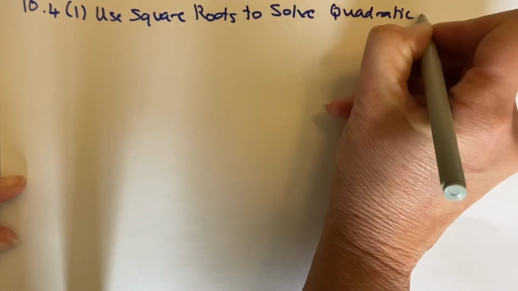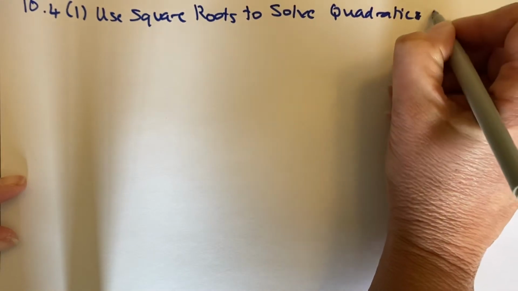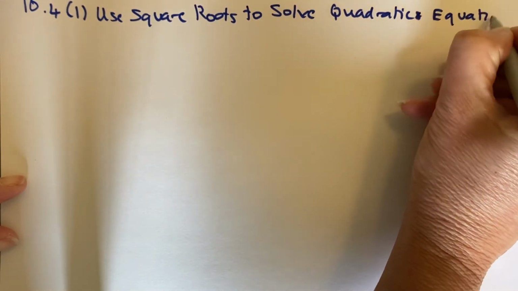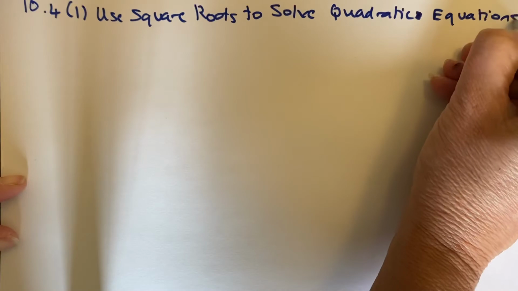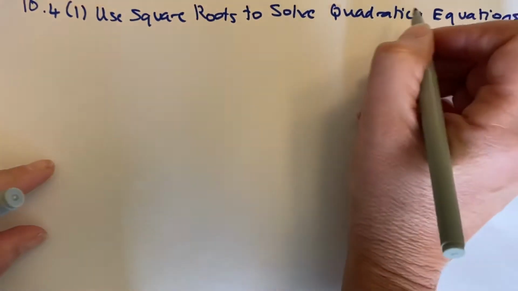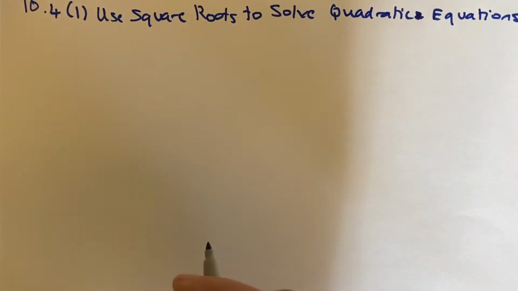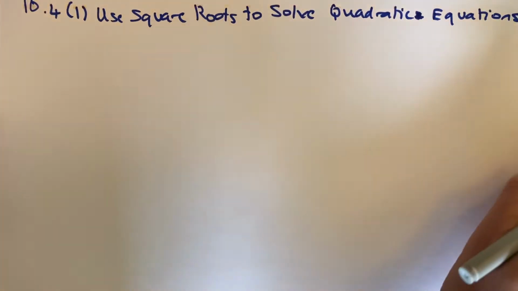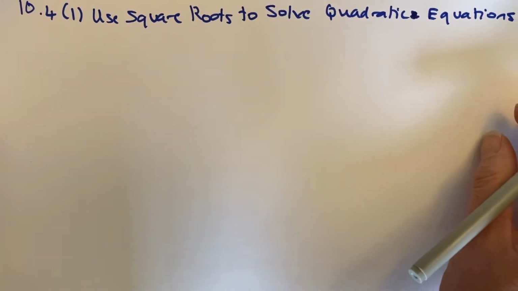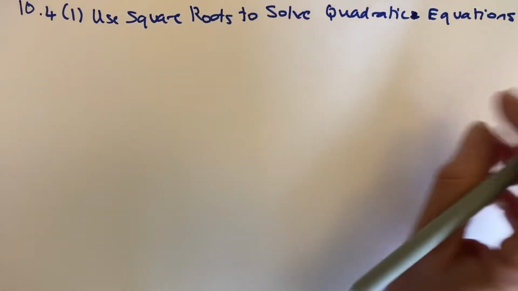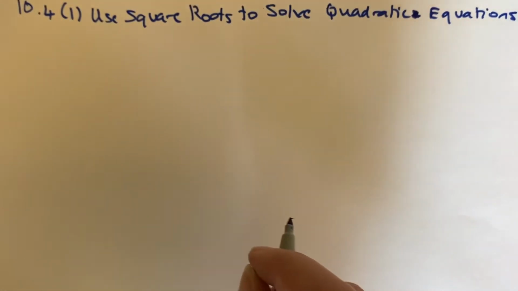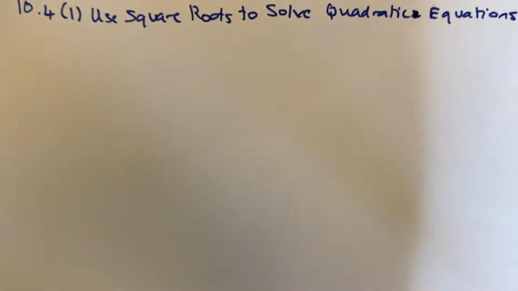So we have been talking quadratic. We have been talking about all the different ways of solving quadratic equations: graphing, factoring. And today we're going to talk about square roots. Later this week we're going to talk about something called completing the square. And finally we're going to talk about the quadratic formula.